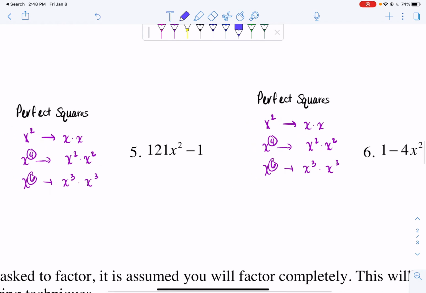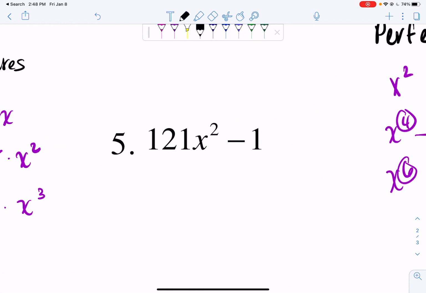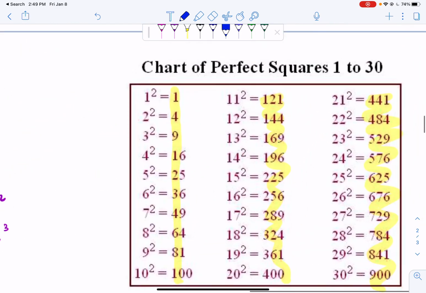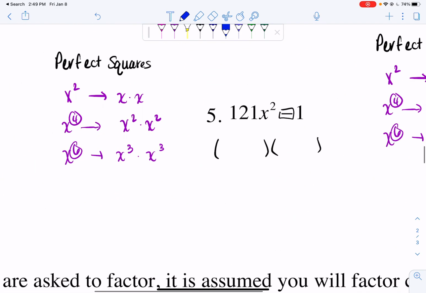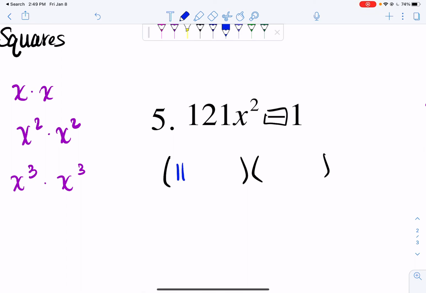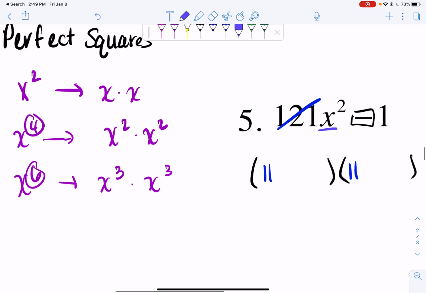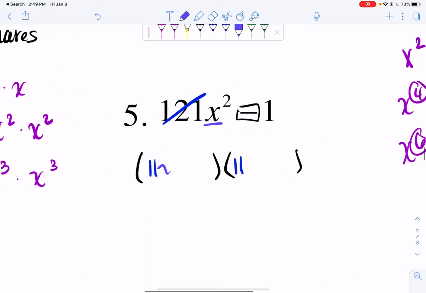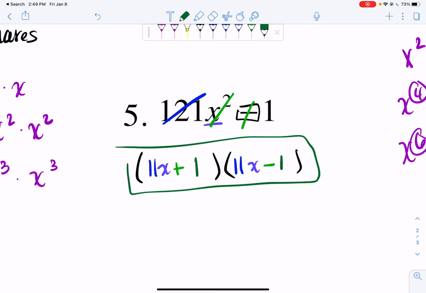Let's do number 5. Everything's a perfect square. I got my minus. Do your parentheses. 1, 2. What makes 121? If I look, it's an 11. 11 times 11 is 121. So I have 11, 11. Cross it out once you use it. Break apart this x squared. We know it's an x and an x. So I have x, x, plus minus, because of that minus. And then what makes 1? 1 and 1. So I get 11x minus 1 times 11x plus 1.